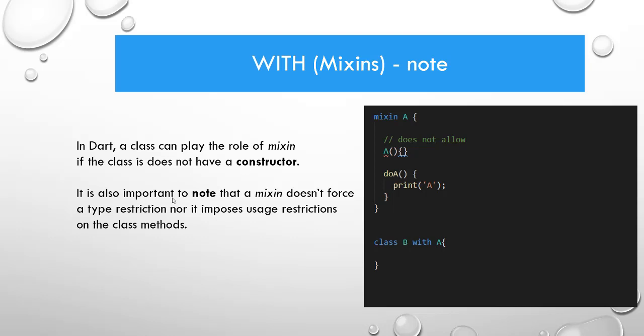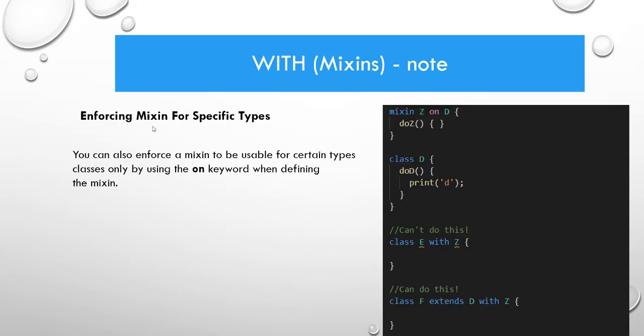It is also important to note that a mixin does not force a type restriction, nor does it impose usage restrictions on the class method. Here we see a mixin does not allow a constructor. Another note, enforcing a mixin for a specific type. You can also enforce a mixin to be usable for certain types of classes only by using the on keyword when defining the mixin. Here mixin D enforces implementation of class D.